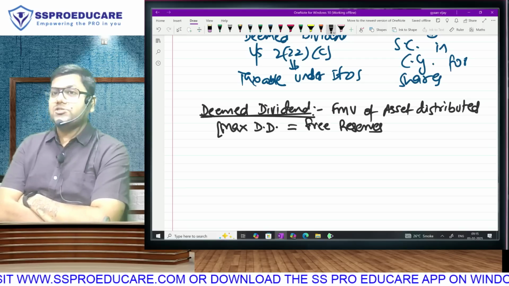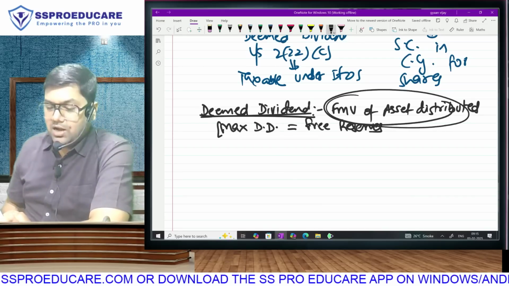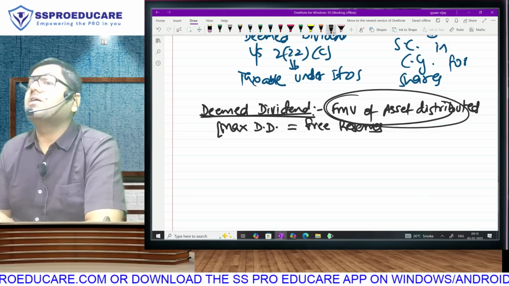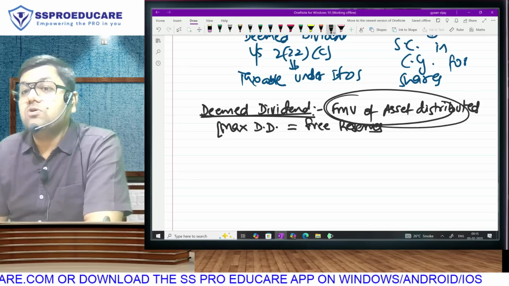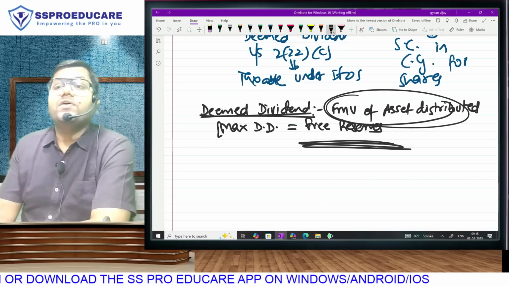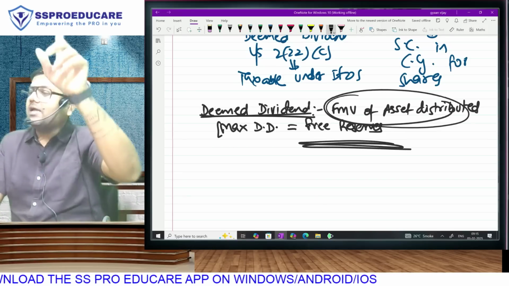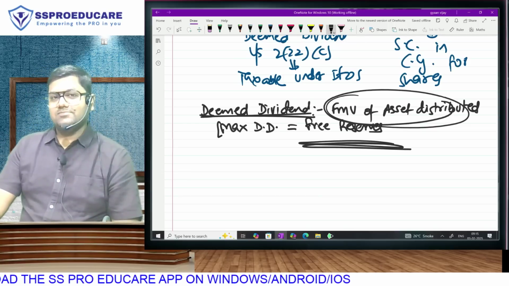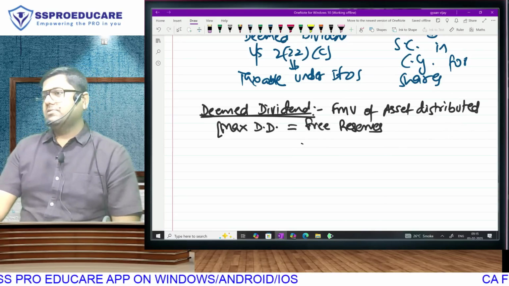So we again went and checked. What is the fair market value of the asset? 5 crore. However, we can't take 5 crore as dividend because dividend will be restricted to the amount of reserves. And how much are the reserves in our example? 80. So we are going to restrict dividend to 80. And where will the balance go? Capital. Maximum deemed dividend will be equal to free reserves. Understood?